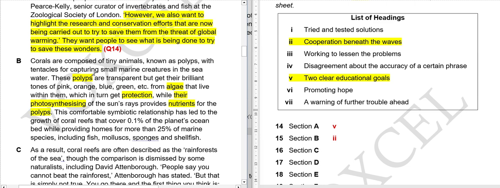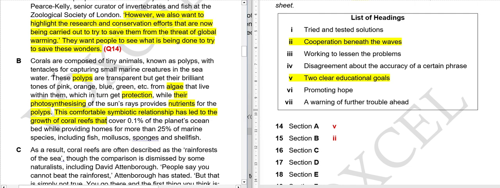So polyps and algae are working in combination. If you were not able to understand these nuances, don't worry, here they have written it clearly: this comfortable symbiotic relationship has led to the growth of coral reefs. Here, they are in a relationship, obviously they are cooperating, they are doing some teamwork. So from here also you can tell this.